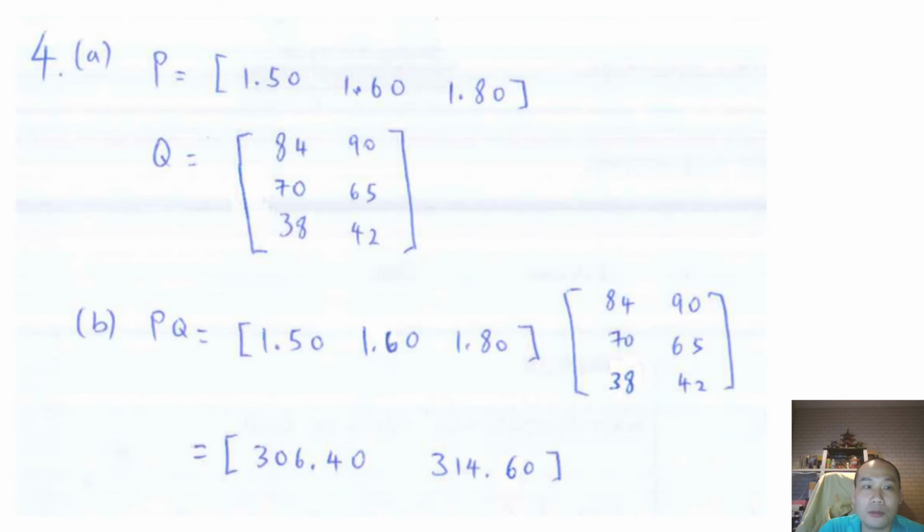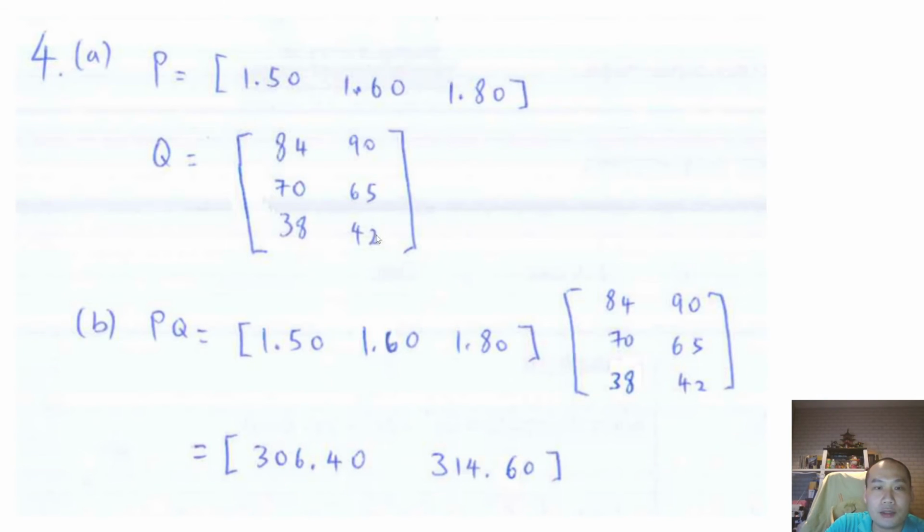Okay, so for part A, the question wants us to write down two matrices, P and Q, such that when we multiply P and Q together, we get a row matrix that represents the amount collected. So the amount collected means we want the money, right? So for the row matrix P, we write down: this is the price for the red milk tea, $1.5. This is the price for the mint milk tea, $1.6, and this is the price for the yen milk tea. So we write it this way.